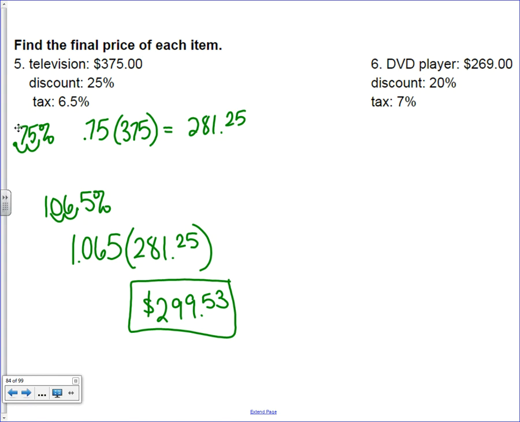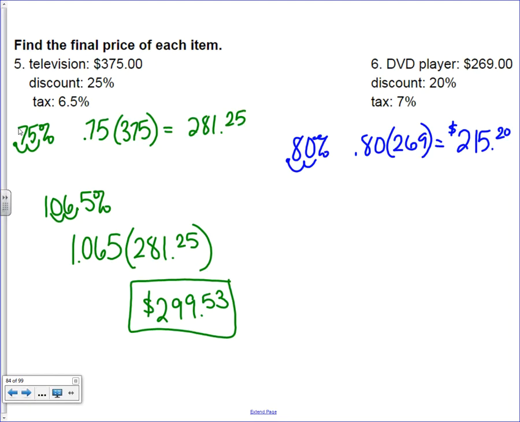Okay, now I'm buying a DVD player to go with my TV. I'm not paying 100% of the price. I am getting a 20% discount, so I'm getting 80% of that price. Move it 2 spots, gives me 0.80 times the price of my DVD player. So my discounted amount would be $215.20.